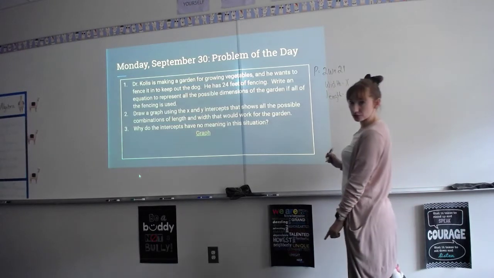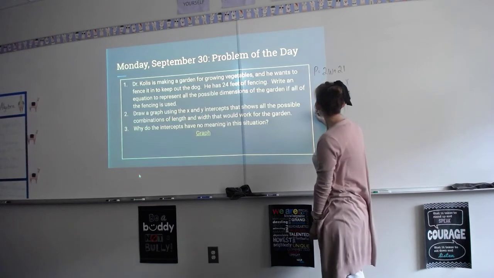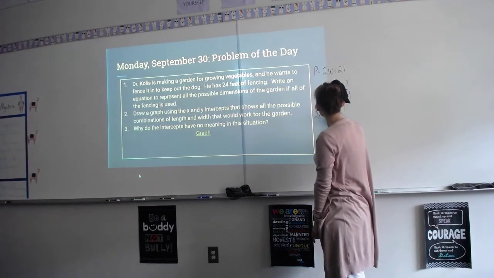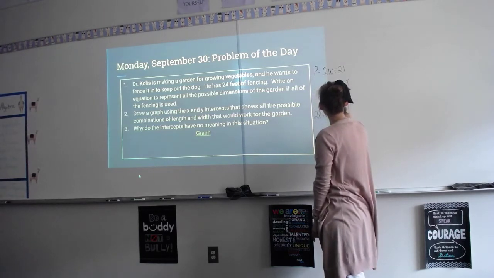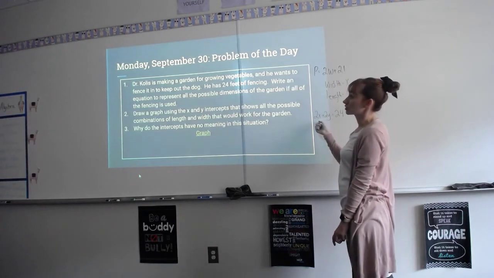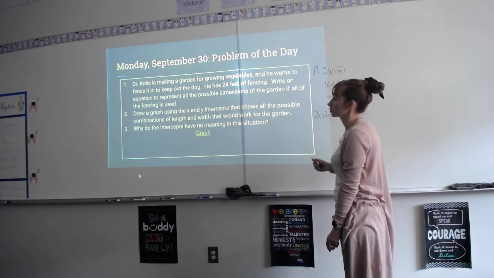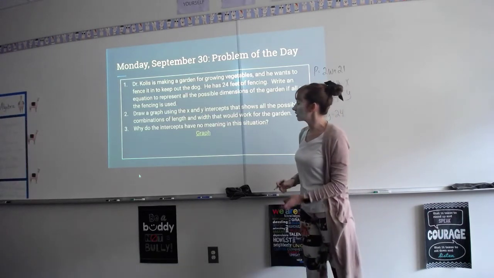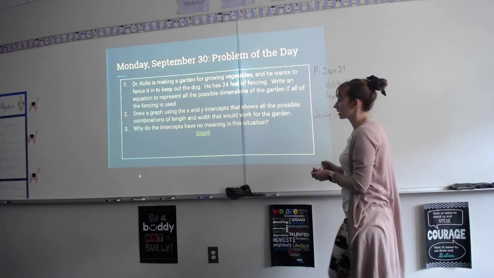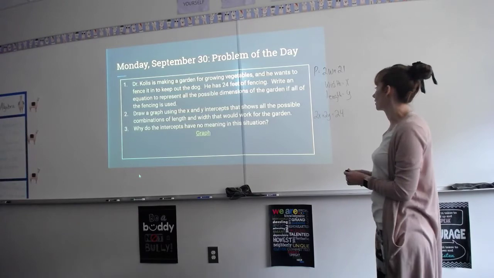Are we told how much fencing we have? We are: 24. So I have 2X plus 2Y equals 24. So we've written an equation to represent all the possible dimensions of the garden if all the fencing is used. And let's look at a graph using the X and Y intercepts that show all the possible combinations of length and width that would work for the garden.